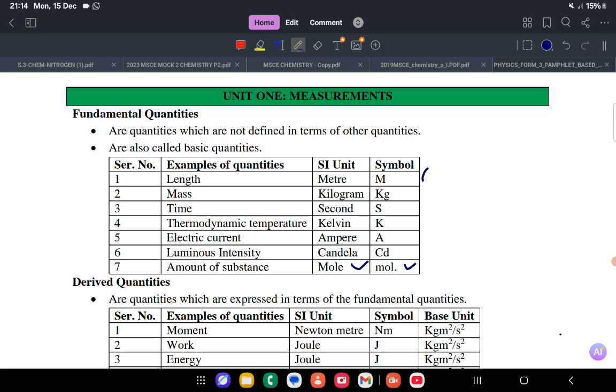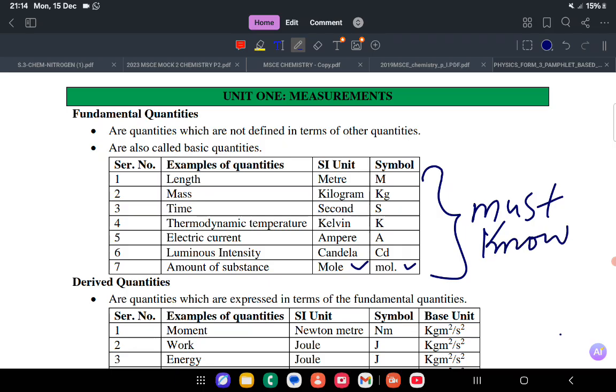So once again, make sure you know all these off by heart, because your examiners would require you to state the units and their SI units, as well as the symbols. Where I mentioned that the symbols should be small letter, you have to strictly adhere to that requirement. So the meter is just small m. Then you have kg, small k, small g.